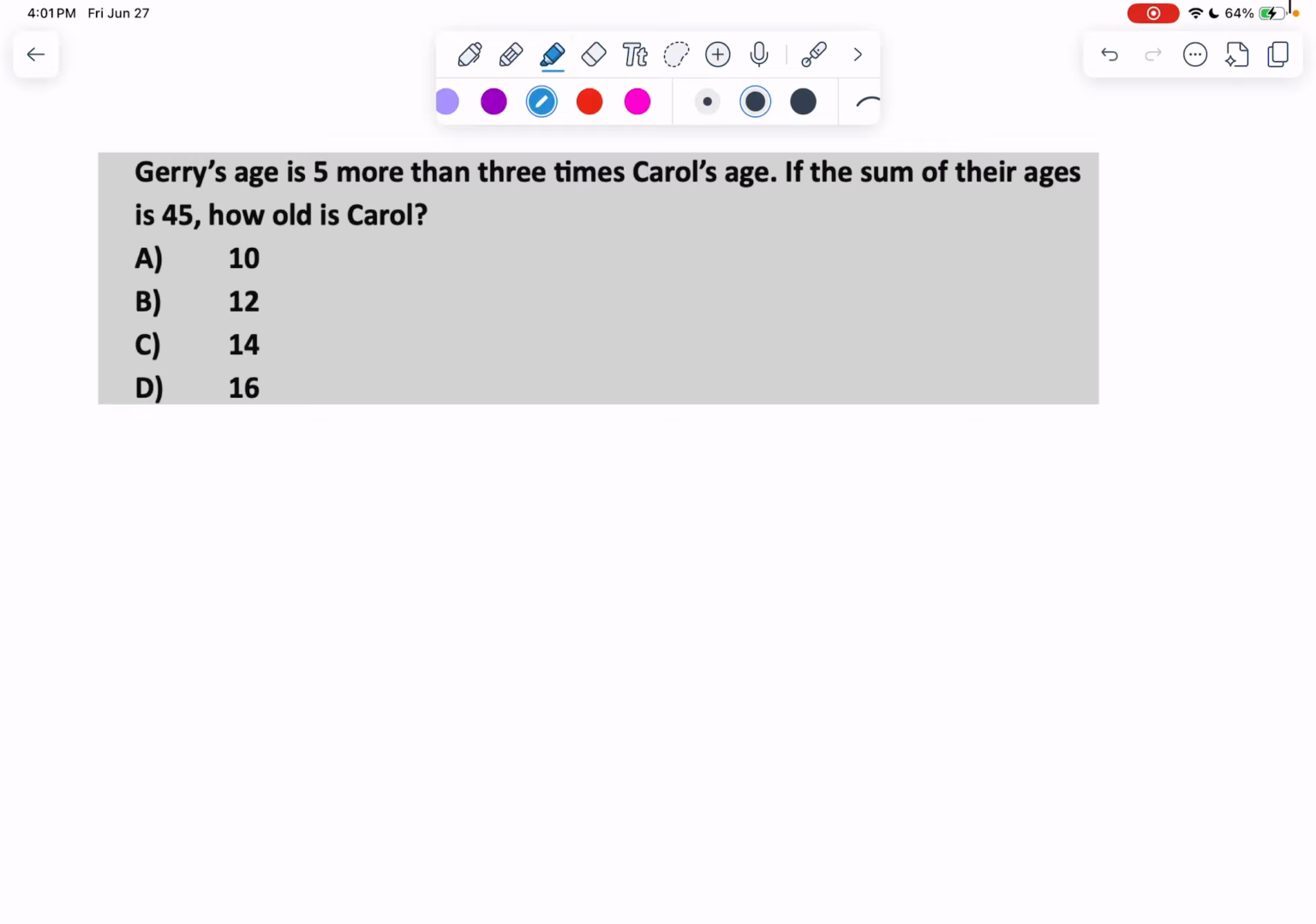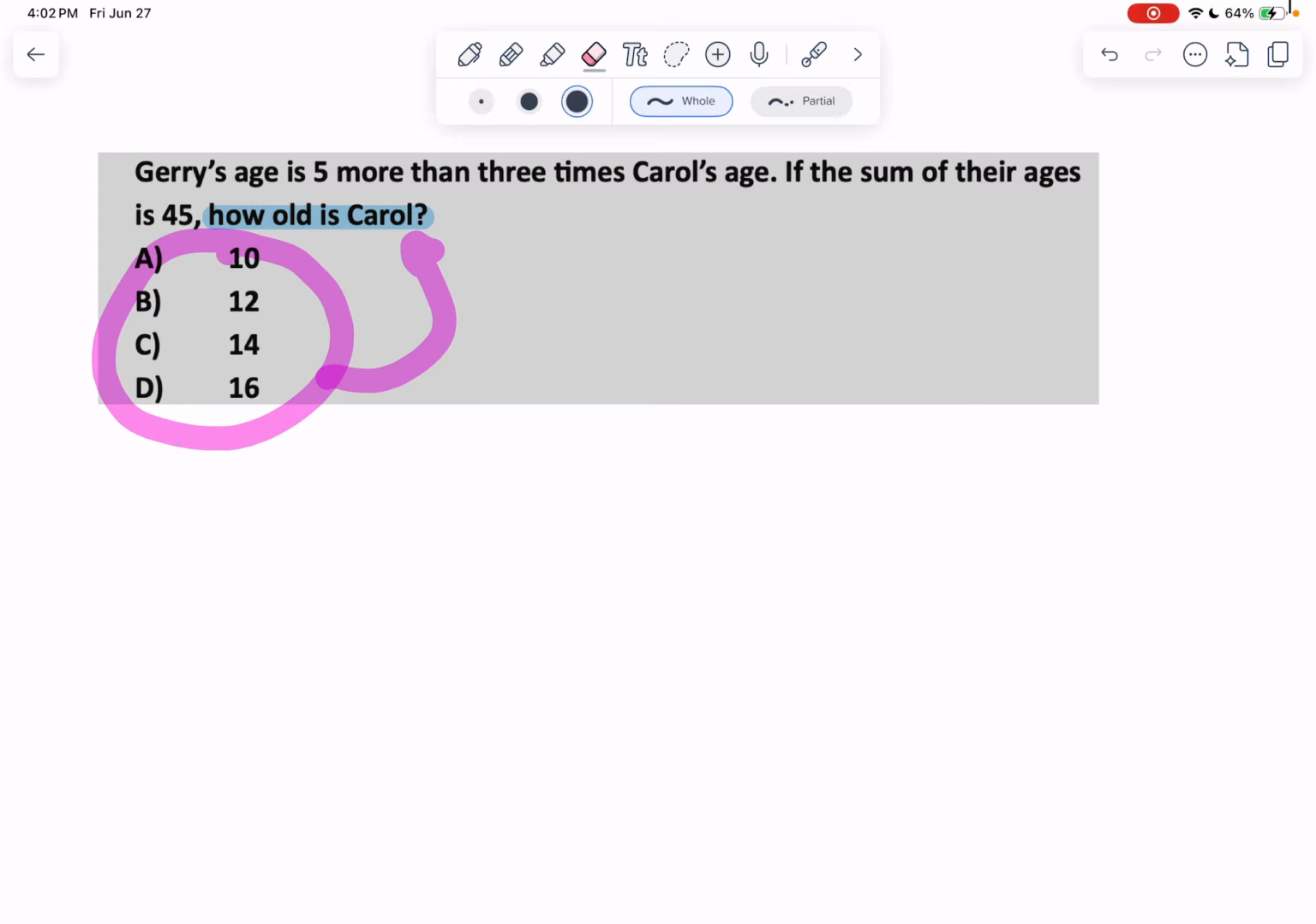So we're going to say, how old is Carol? This is what we're looking for. It's very important to remember that whatever we're looking for, that's what the answer choices represent. The answer choices represent how old Carol is. Carol is 10 or 12 or 14 or 16.